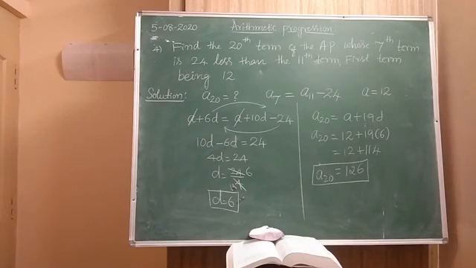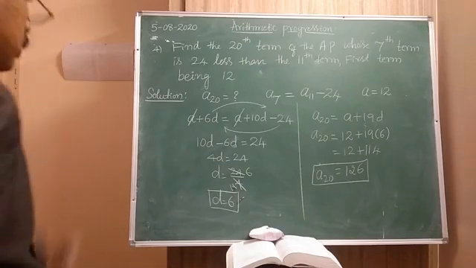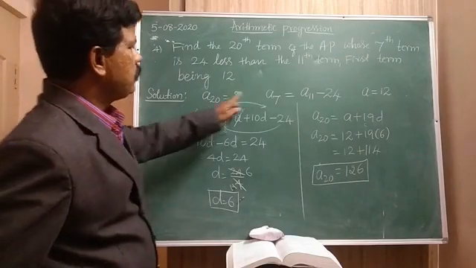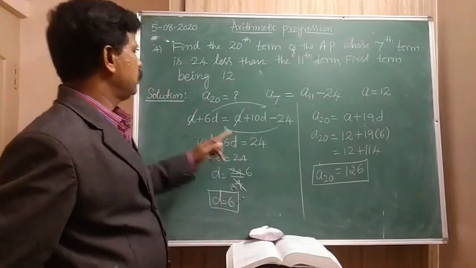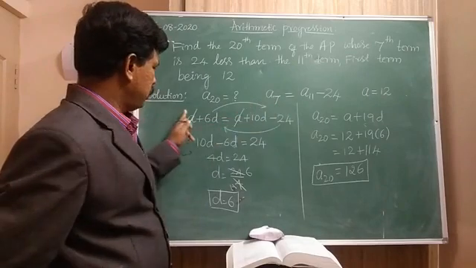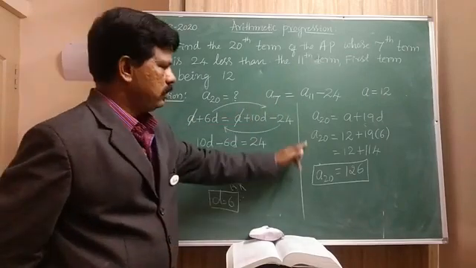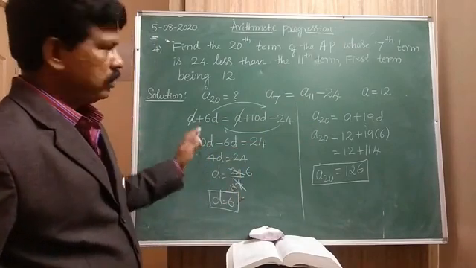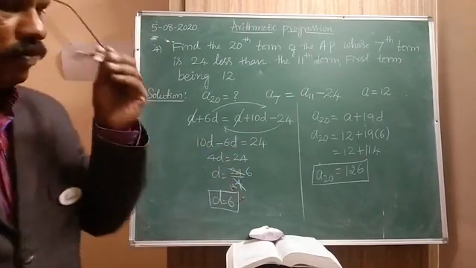So look at that once again. Find the 20th term of the AP whose 7th term is 24 less than the 11th term. First term being 12. So it is given. What is given? First you write down that. Then take the first thing like this. Then second thing is, because A is given. Clear? This is another type of question.